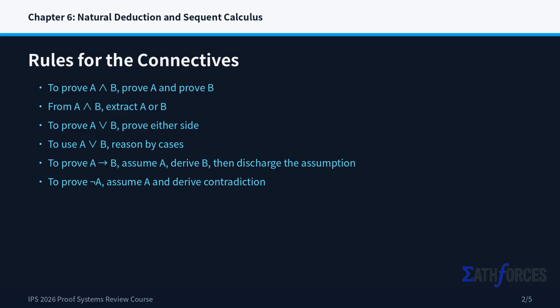The rules match how we naturally reason. To prove A and B, prove A and prove B separately. If you already have A and B, you may extract either part. To prove A or B, prove one side. To use A or B, reason by cases. To prove A implies B, assume A and derive B. To prove not A, assume A and derive contradiction.